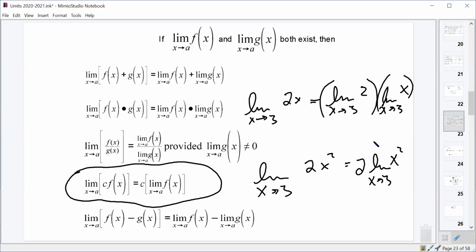But there's going to be some instances where we're dealing with trig functions where this is exceptionally important, and we're going to have to use this rule quite often. Any questions on those few rules right there?